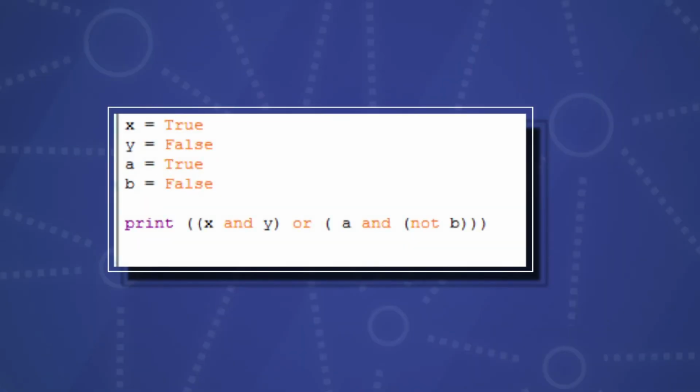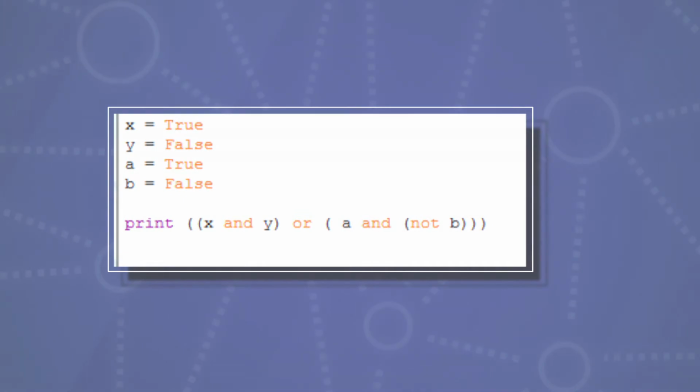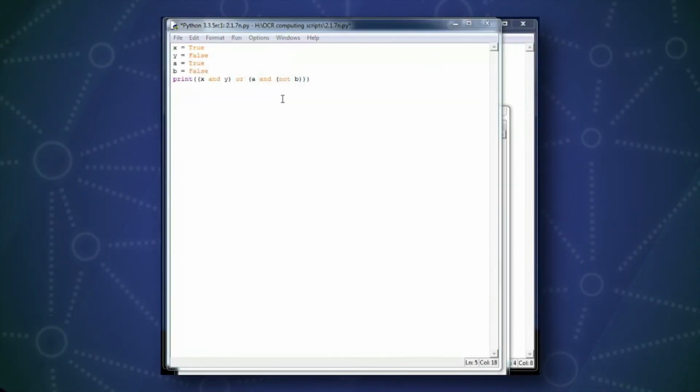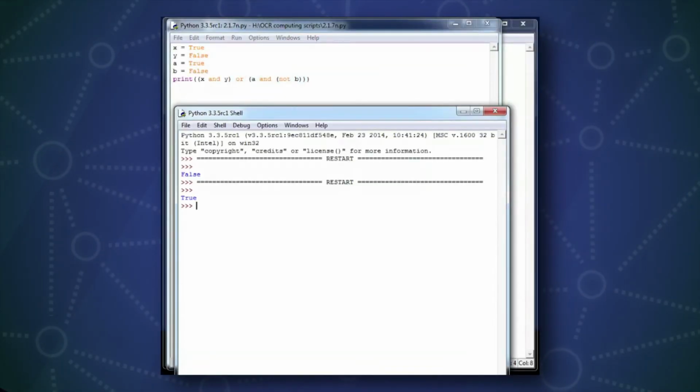So, now that we know about these Boolean logic terms, we can then have much more complex operations taking place. We could, for example, have a combination of these terms to evaluate the result of a value. For example, x equals true, y equals false, a equals true, b equals false. And if we wrote print x and y, or a, and not b, which gives the result, depending on the brackets, in this case it will give the result as true.